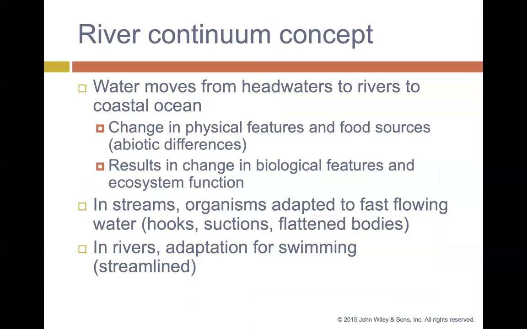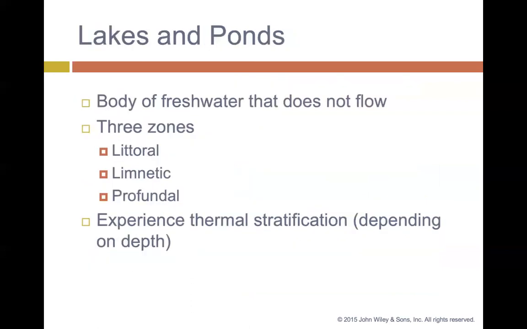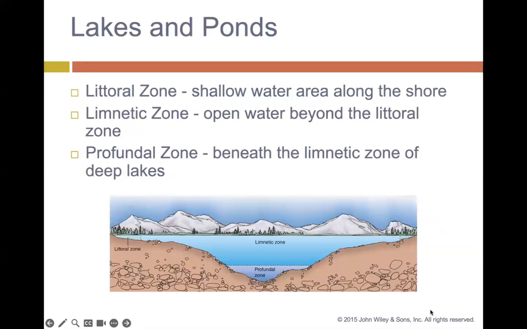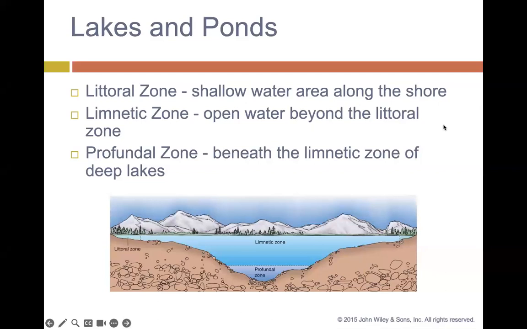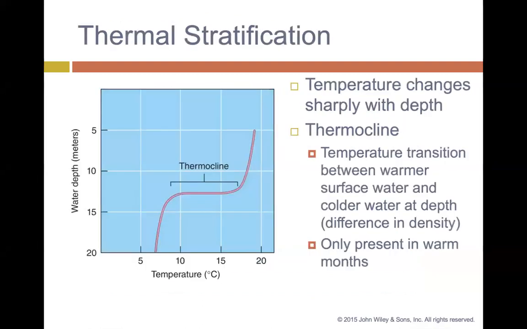The body of fresh water that does not flow has 3 zones: littoral, limnetic, and profundal, and they experience thermal stratification depending on the depth. And this is a look at those three zones shown here. So the littoral zone is the shallow water area along the shore. The limnetic zone is the open water beyond that littoral zone. And the profundal zone is beneath the limnetic zone of especially deep lakes.